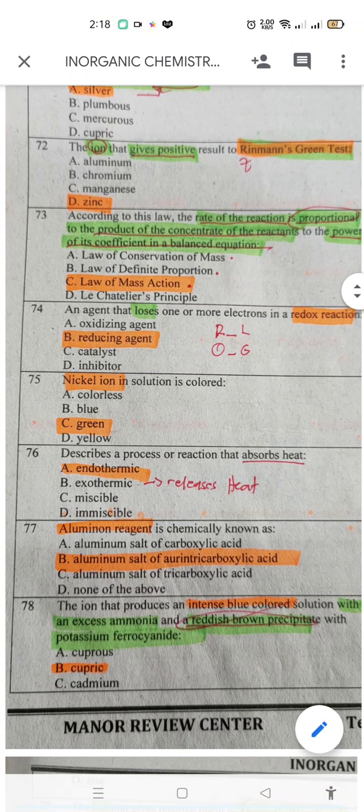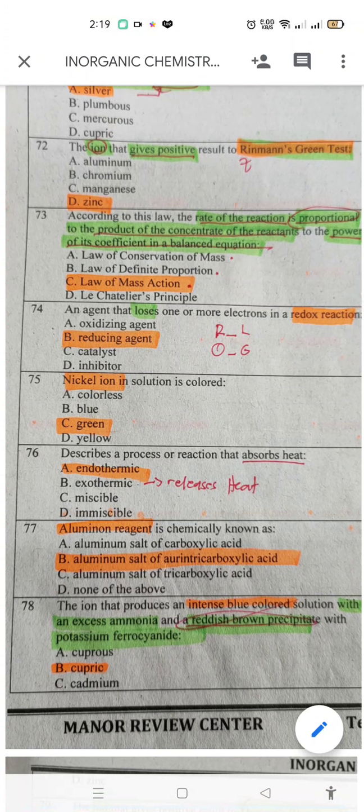Number 76 describes a process or reaction that absorbs heat, that is endothermic. From the word endo. Endo meaning it absorbs, thermic meaning heat. So, endothermic absorbs heat, while your exothermic releases heat. So, exo meaning release, thermic is your heat. So, endothermic absorbs heat. Your exothermic releases heat.